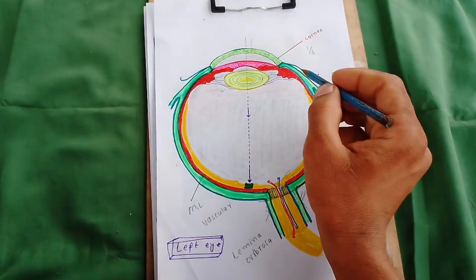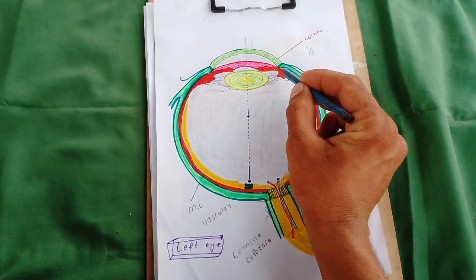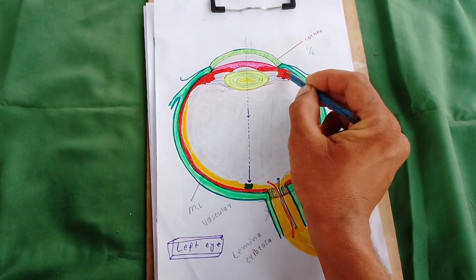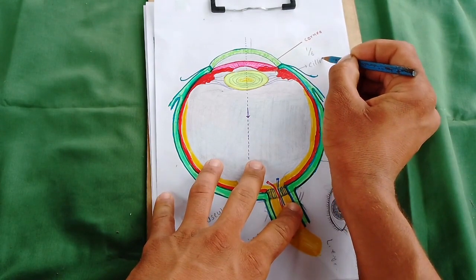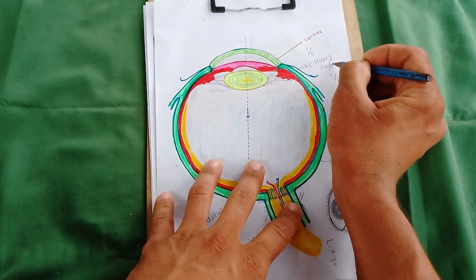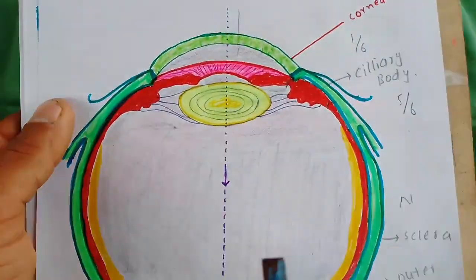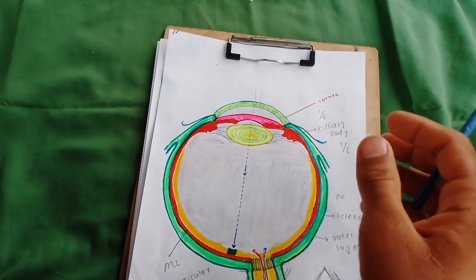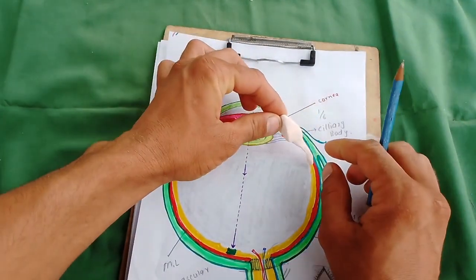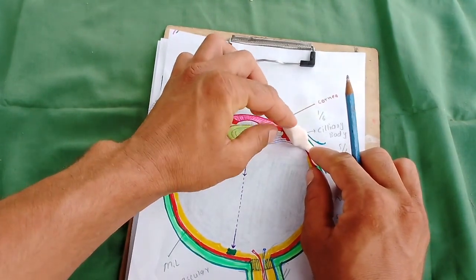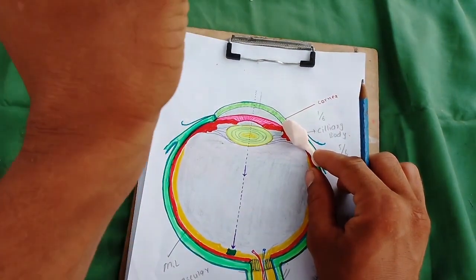Then there is a triangular area from this point up to this point. This is called the ciliary body. I cut this area here. The ciliary body is a triangular area. Suppose this is the choroid, and this is the ciliary body. The ciliary body is a thick triangular part.